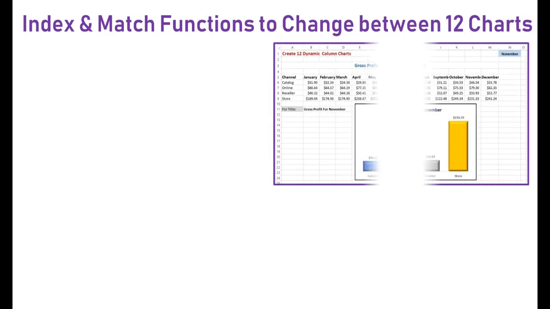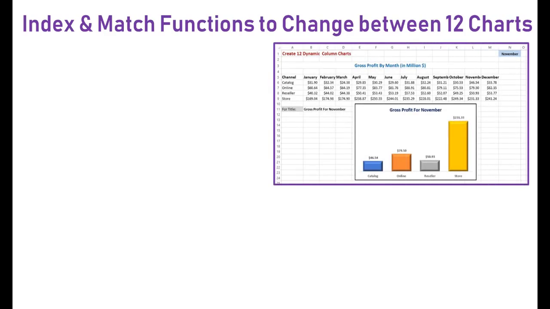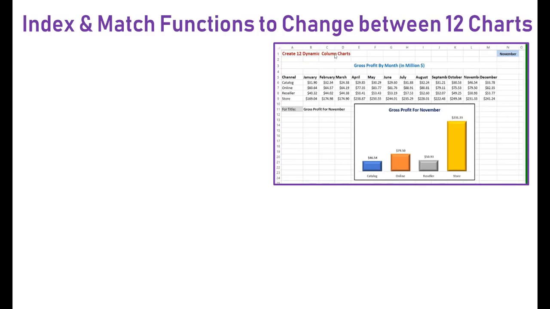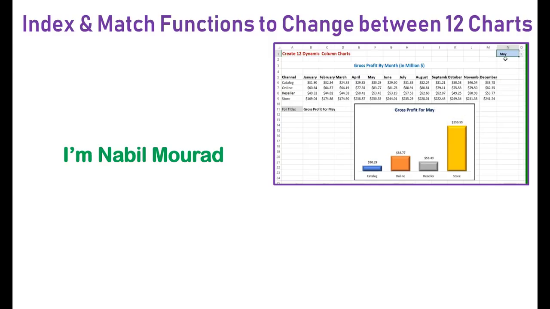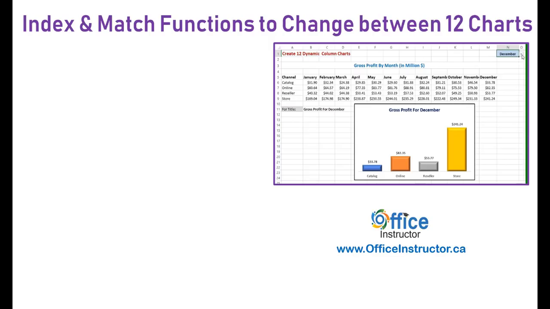Hi there! Creating a chart is a great way of visualizing numeric values. However, creating 12 charts in one single sheet would be confusing and considered an abuse of the real estate we have. I'm Nabil Murad. In our worksheet, we have different sales channels and the gross profit generated for each channel in each month. I would like to create a separate chart for each month and be able to switch charts by selecting a different month from a drop list.